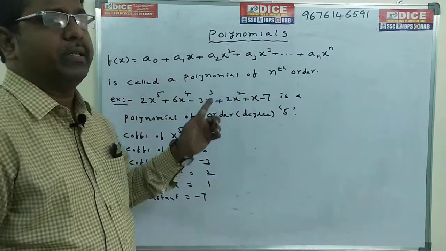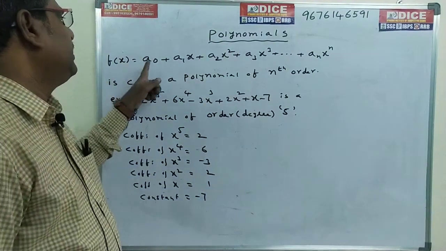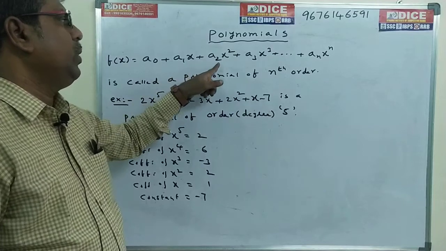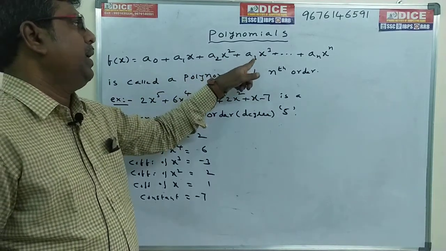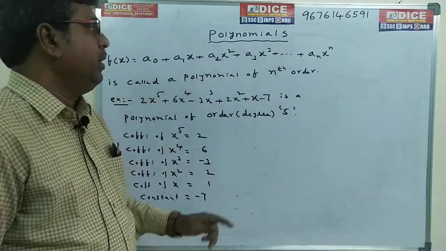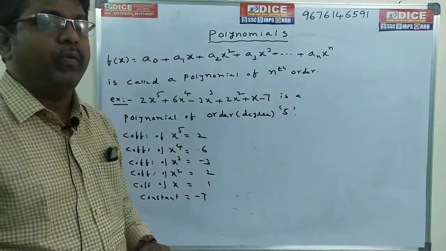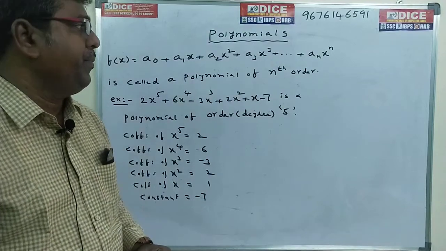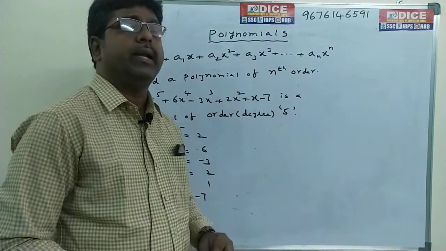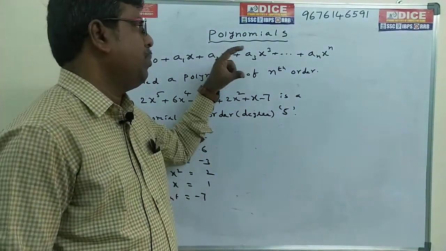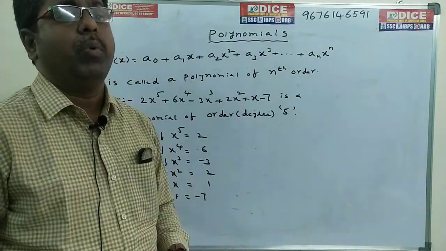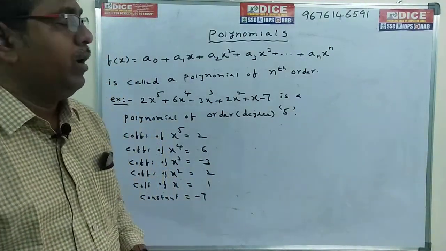Polynomials definition. What is the standard form of polynomial? f of x is equal to a0 plus a1x plus a2x square plus a3x cube and so on, an xn. This is called a polynomial of nth order. We can also call it degree. Nth order, nth degree. So this type of function we can call a polynomial of nth degree.